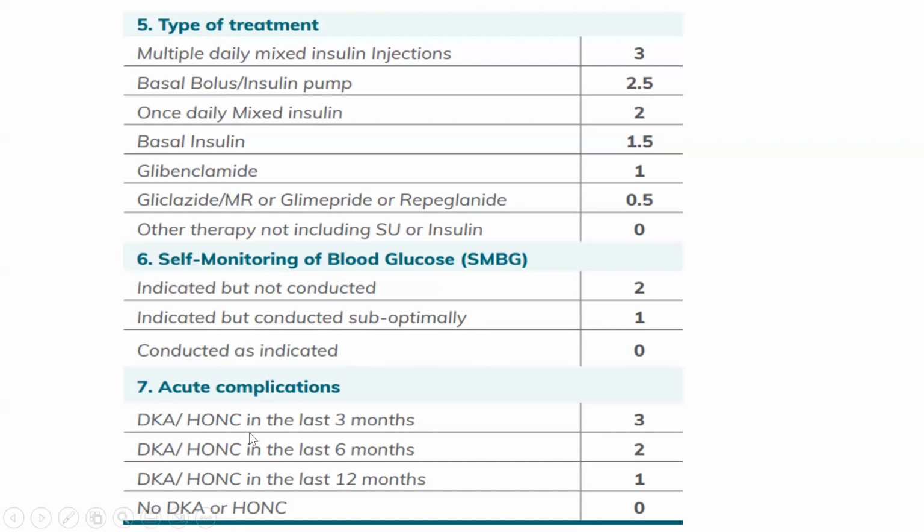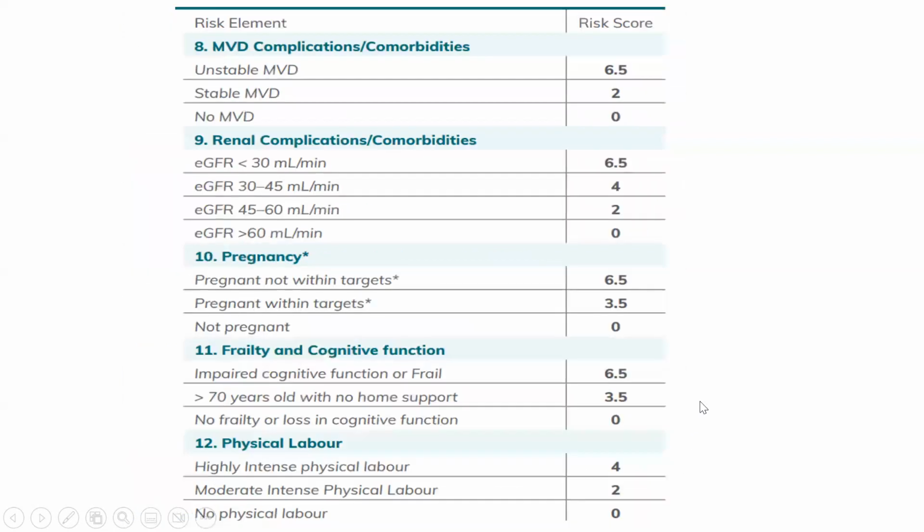If the patient has an acute complication in the last 3 months, like DKA or HONK, then the score is 3. DKA or HONK in the last 6 months, 2. DKA or HONK in the last 12 months, 1, and no DKA or HONK, then the risk element score will be 0.